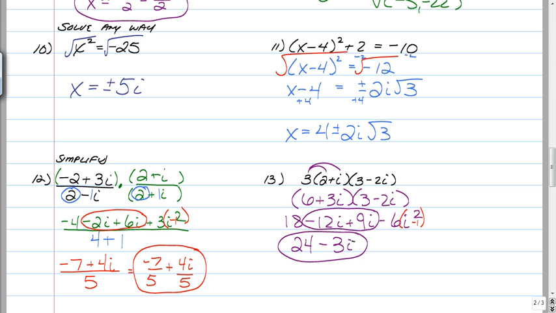One little thing that happened on the quiz with these two problems was the fact that you guys forgot that the i comes second.